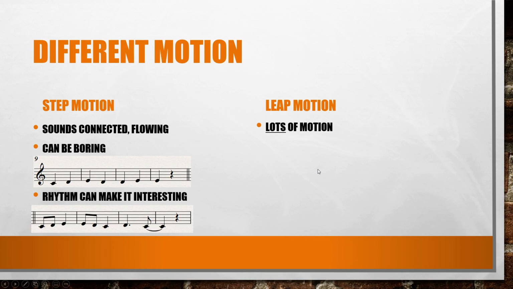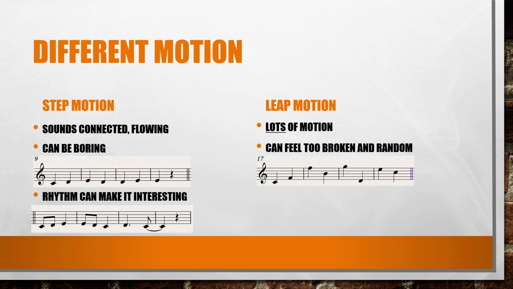The other option we have to look at is leaping motion. Leaping motion gives us the sense of lots happening, lots of forward projection because it moves so fast. But it runs the risk of feeling really broken and kind of random. So here's another excerpt, with all of these notes existing perfectly within the key of C major. They're all perfect examples of allowable leaps. But when you put them all together, you end up with something that doesn't sound so great.